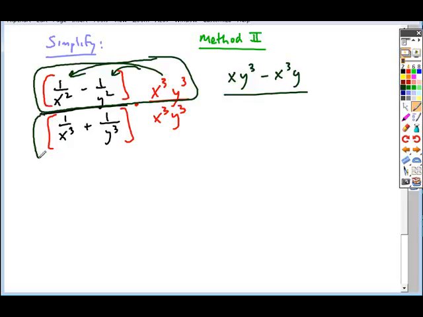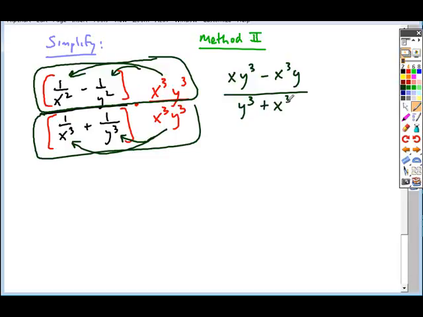Okay, now we're going to do the same thing in the denominator. We're going to distribute this LCD factor to each of the fractions involved. So here we get an x cubed, which cancels with the x cubed here, leaving 1 times a y cubed. And at the same time, when we distribute through, the y cubes cancel, leaving a 1 times an x cubed.